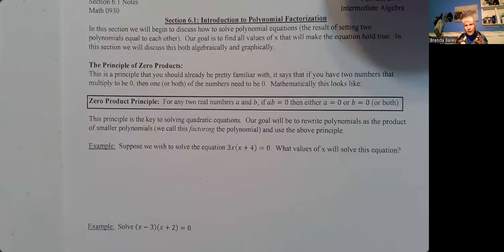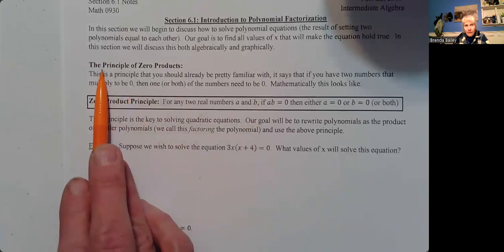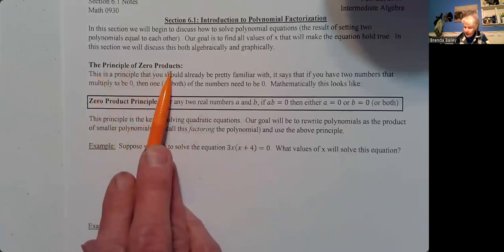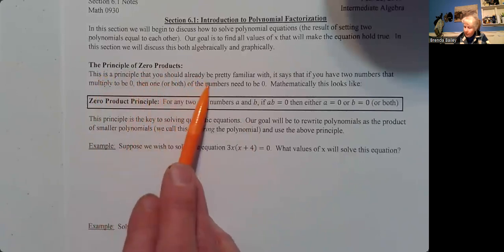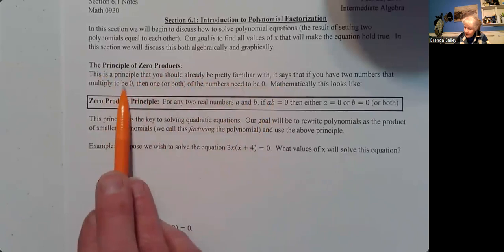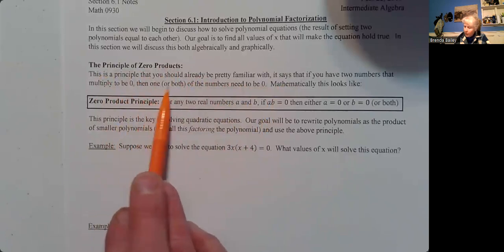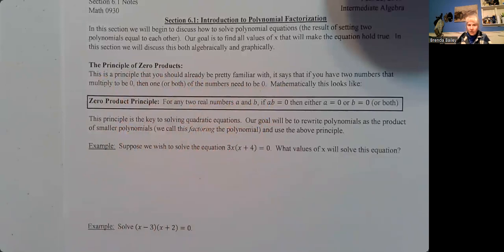So for these purposes, in these examples, the factoring will be done for you. So here, let's talk about the principle of zero products. Now, this is a principle that you should already be pretty familiar with. It says that if you have two numbers that multiply to be zero, then one or both of the numbers needs to be zero. Mathematically, what does that look like?